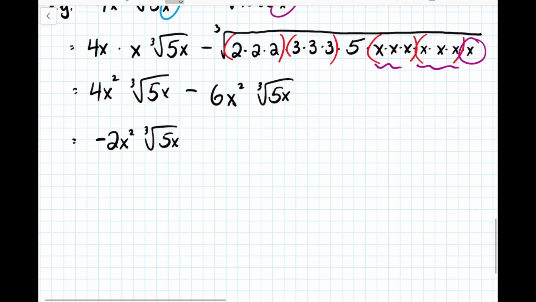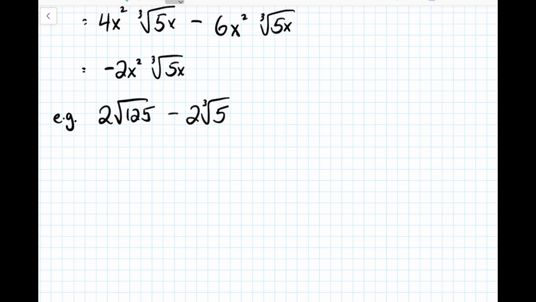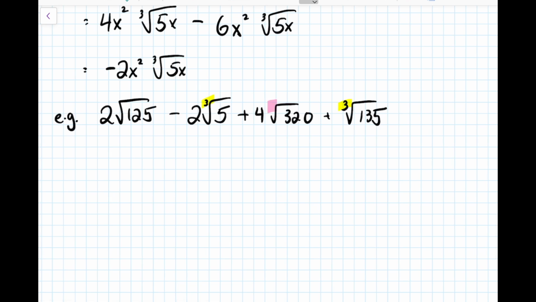All right, extending this a little bit and just adding more terms. So we've got 2 root 125 minus 2 cube root 5 plus 4 root 320 plus cube root 135. So once again, try this one for yourselves. I can say right now, one thing that should stand out to you is that we've got some that are cube roots and some that aren't. So you already know right from the get-go, the cube roots might combine, the square roots might combine, but the square roots and the cube roots are never going to combine. So go ahead, break this one down, see what you come up with.